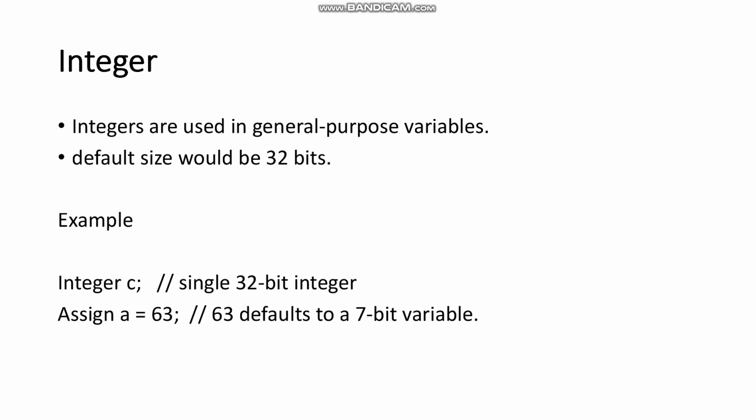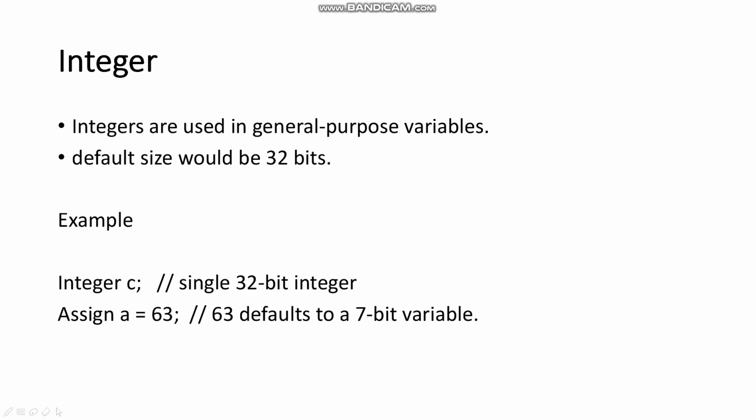We should remember this same thing from implementing code in the C programming language, the integer data type. But here the integer data type is general purpose, representing general-purpose variables, and the default size of the integer data type is 32 bits. Why am I saying it is a default size? See the example. I'm taking integer C, declaring C as a variable.